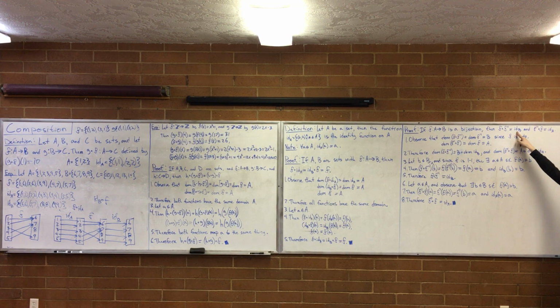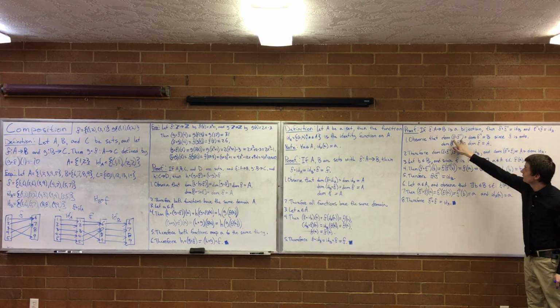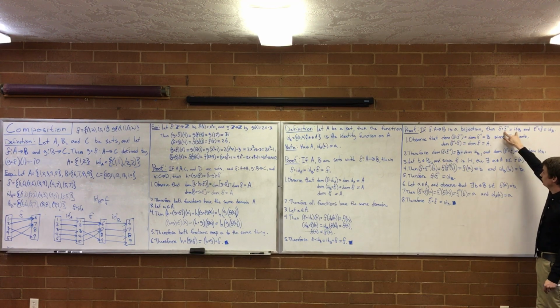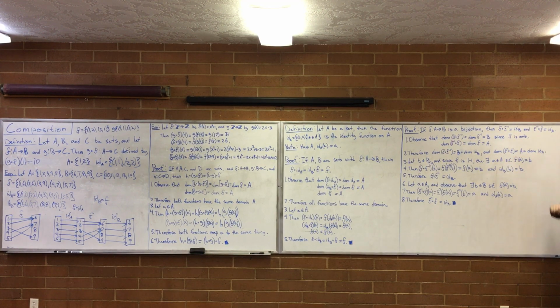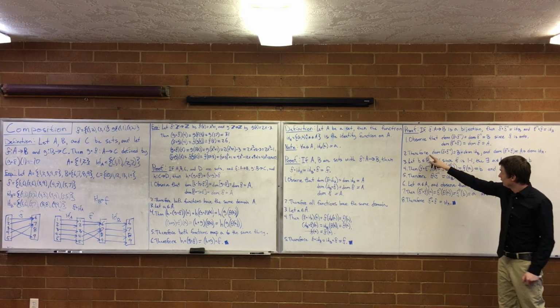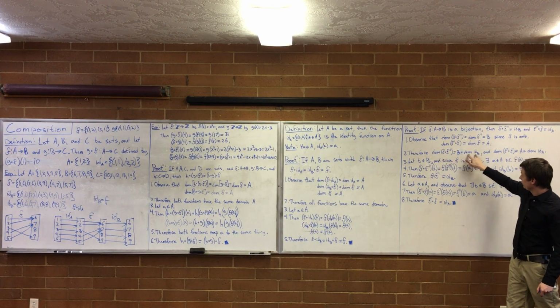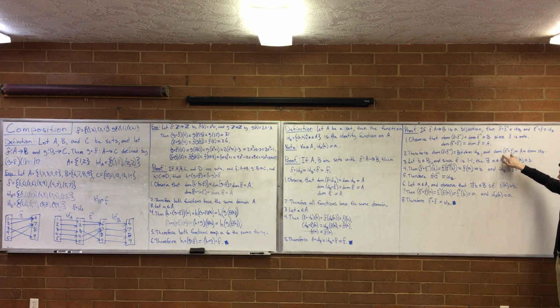The identity on B, its domain is B. So this has the same domain as this thing. So these two functions have the same domain, and these two functions have the same domain. Let me write that down. Therefore, the domain of that equals B, which equals the domain of the identity on B, and the domain of that equals A, which equals the domain of the identity on A.